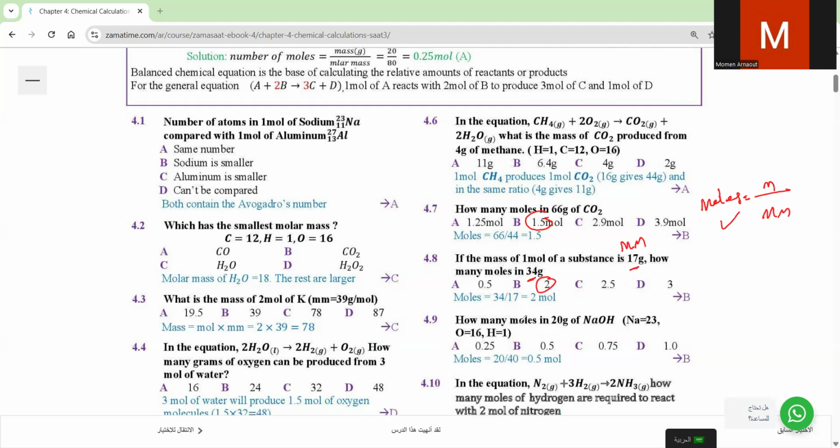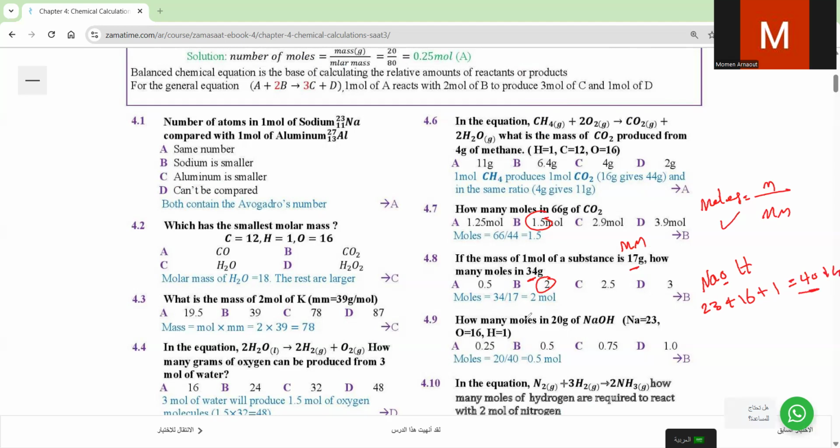How many moles in 20 grams of NaOH? But here the molar mass is not given. You have to calculate it. How can I calculate the molar mass? It is the sum of atomic masses of its atoms. NaOH, how many Na? It is 1, so 23. How many O? It is 16, only 1 O. How many H? Only 1 H equals 1. It is 40 grams per mole.